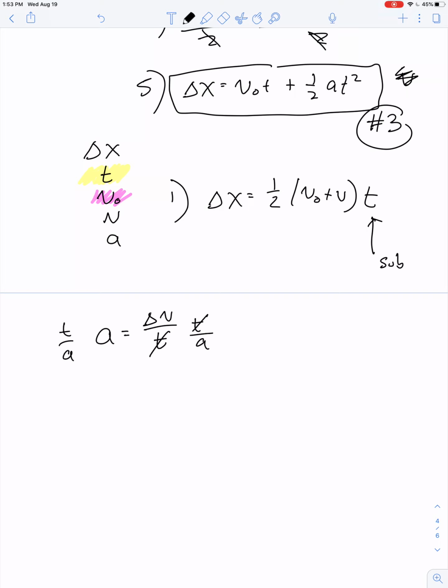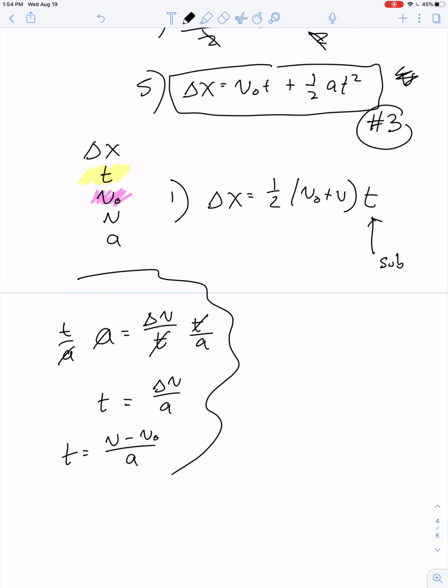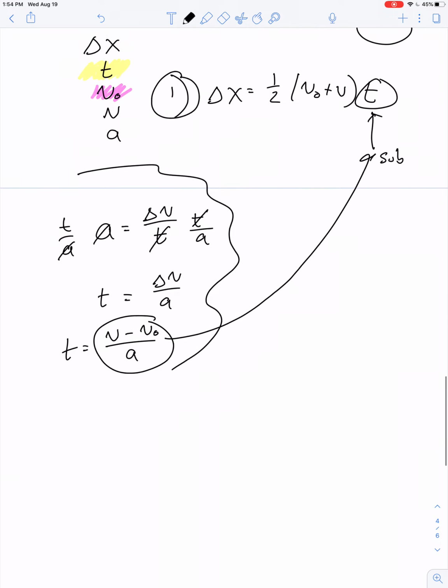So the t cancels out. Here the a cancels out. We get time is equal to change in velocity divided by acceleration. But change in velocity is final velocity minus initial. So there's a quantity I can substitute in place of t. So we've got step 1. Let's go to step number 2. We get delta x is equal to 1/2 (v naught plus v) times (v minus v naught) over a.